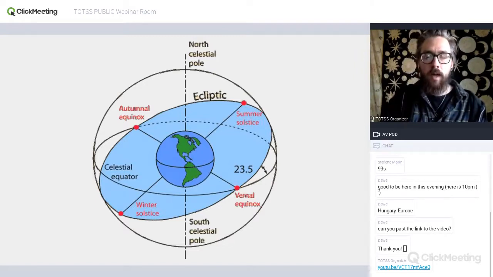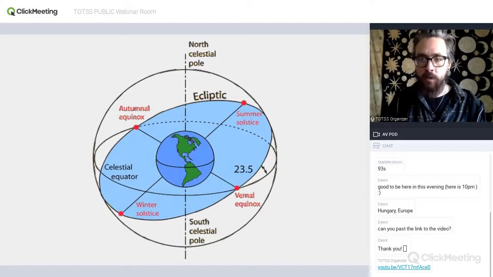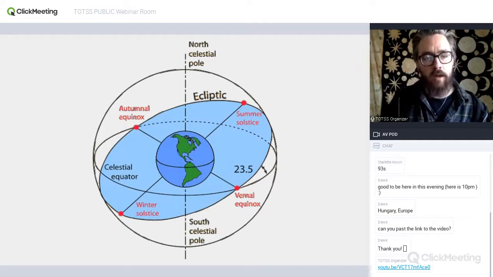So the ecliptic is defined by the sun's apparent movement throughout the course of a year. And we can see that it's divided into quarters by the solstices and the equinoxes. And then, in the tropical way of doing the zodiac, each of those quarters is further divided into 3 equal pieces to get the 12 signs of the zodiac.